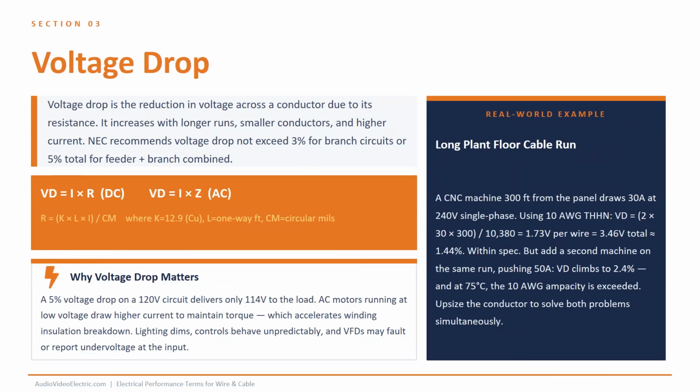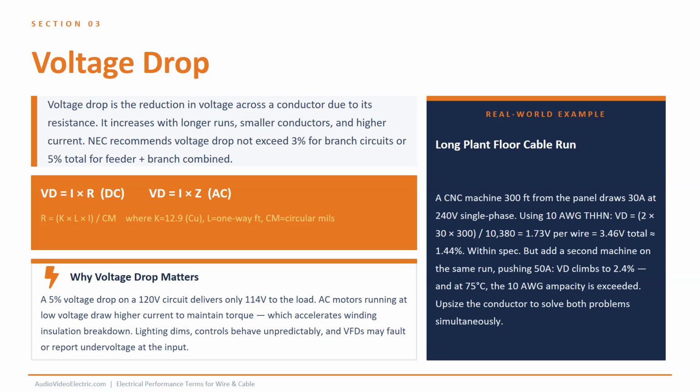Voltage drop is the reduction in voltage across a conductor due to resistance, increasing with length, smaller size, and higher current. NEC guidelines recommend no more than 3% voltage drop for branch circuits, or 5% total. A 5% drop on a 120-volt circuit only delivers 114V to the load, which can cause equipment issues.